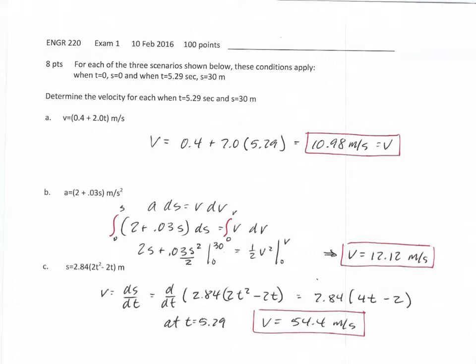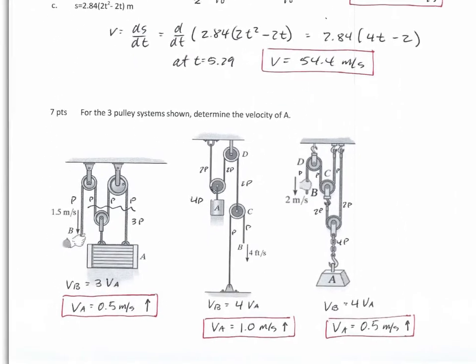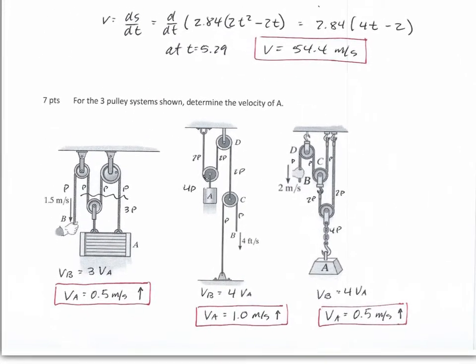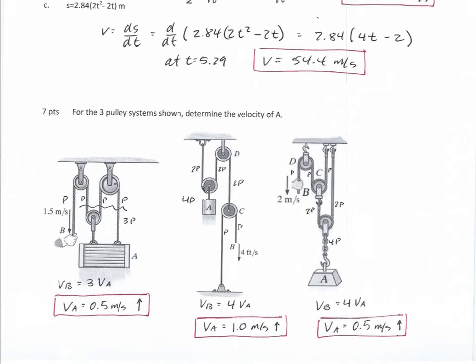This one, I had to recognize v is equal to ds/dt and take the derivative in order to find out what the velocity is. All right, and then this next one is just the pulley problems. Those were fairly straightforward if we remembered how to calculate the pulley ratios.